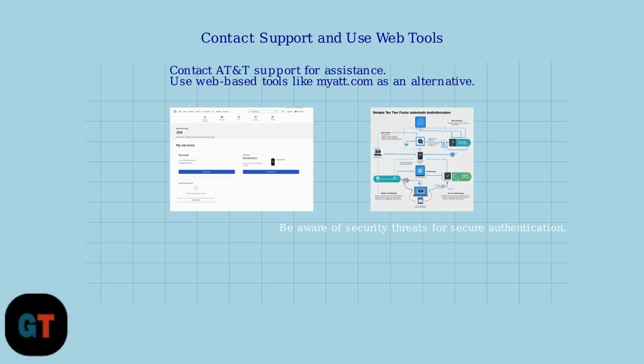Finally, to minimize future issues, consider using AT&T's web-based tools as an alternative. Also, be aware of potential security threats. Secure authentication can indirectly prevent app slowdowns.